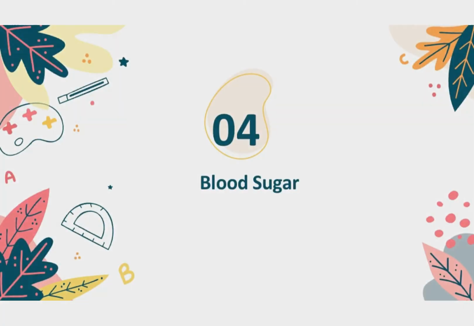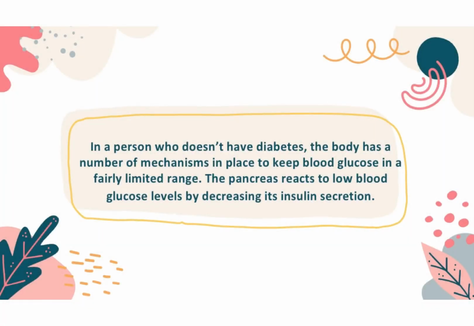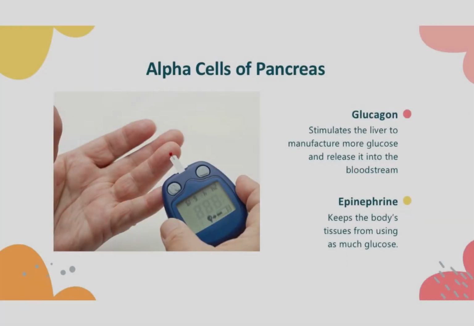Blood sugar. In a person who doesn't have diabetes, the body has a number of mechanisms in place to keep blood glucose in a fairly limited range. The pancreas reacts to low blood glucose levels by decreasing its insulin secretion. If the blood glucose level drops lower, the alpha cells of the pancreas release more of a hormone called glucagon. At the same time, the adrenal glands secrete more of a hormone called epinephrine.